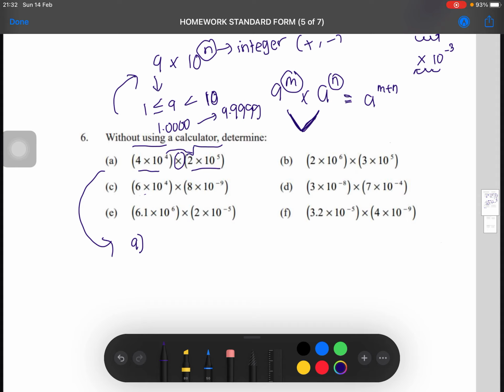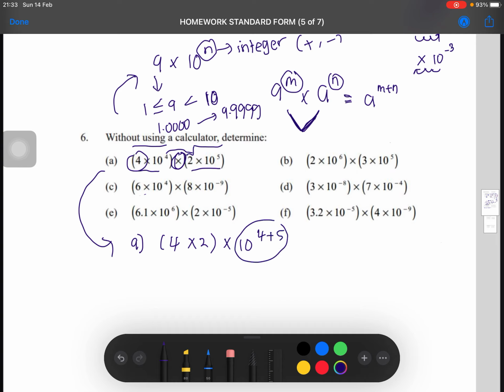Okay, so for the number A, we can do it directly. Do you still remember, for multiplication and division you can directly multiply or divide, but for addition and subtraction you must equate the power, whichever one you want. Okay, for multiplication now we can do it directly, we put in bracket 4 times 2 times 10 to the power of 4 plus 5.